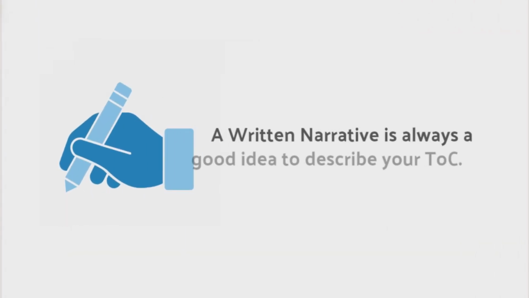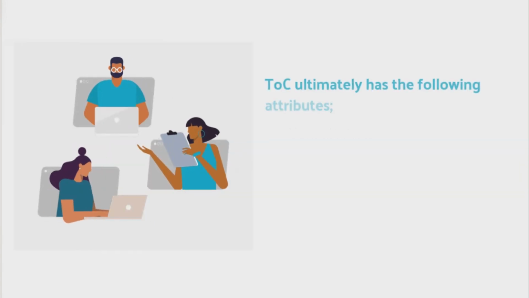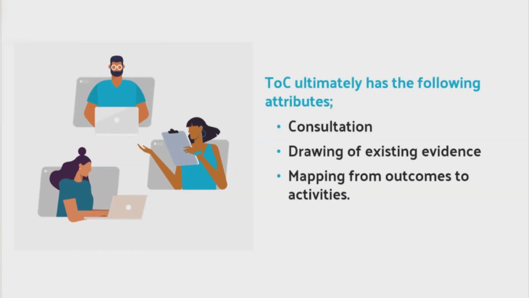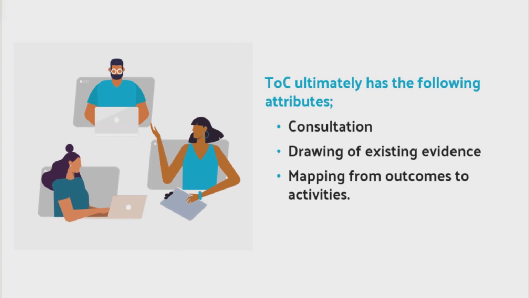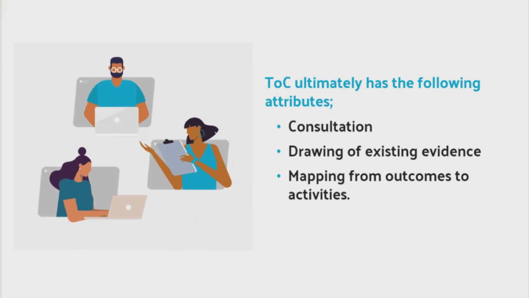A written narrative is also a great way to describe your TOC. It can help identify missing elements, provide more detail, which is not always possible in a diagram, and allows space to capture aspects like context, assumptions, evidence, and enablers. Whatever the approach one adopts, a TOC ultimately has the following attributes: consultation, drawing on existing evidence, and mapping from outcomes to activities.